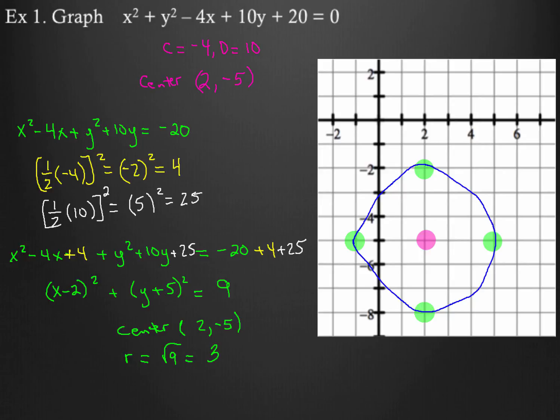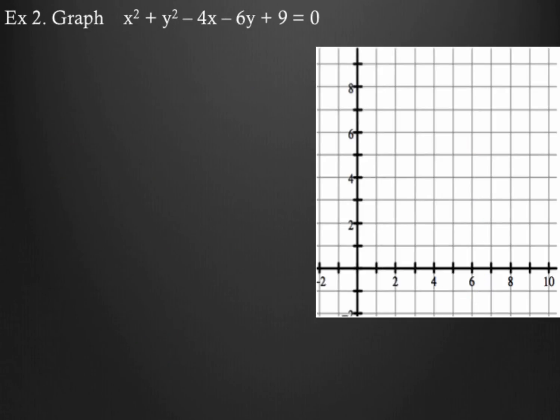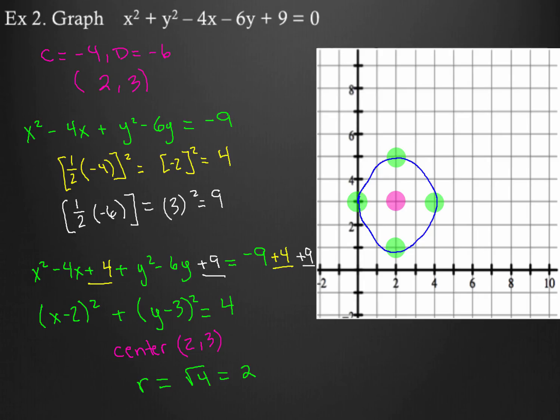Now I want to give you one other example to try out on your own. And that's going to be this example right here. So go ahead, hit pause, and then when you're ready, come on back and see if you graph this correctly. Alright, how'd you guys do with this? I'm sure that you got it. Just take your time, make sure you do your arithmetic correctly, and that you don't rush because there are so many little places you can make a mistake.